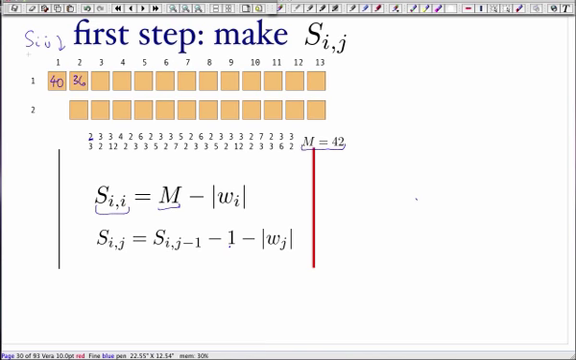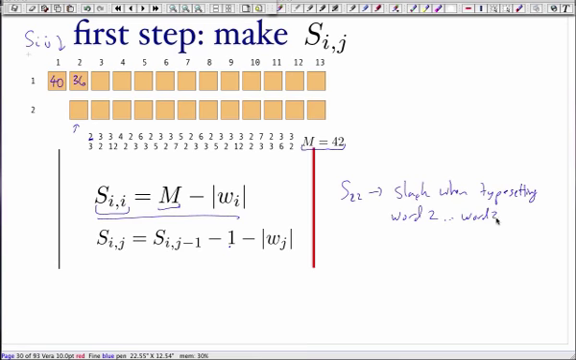Now, I think most of you got the first row right here. A few people asked, how do we start the second row? Well, this equation defines it. The second row right there, S22, reflects the slack when typesetting word 2 up to word 2 on a line. And so that slack is going to be m minus wi. So the second word has length 3, so this is going to be 42 minus 3, or 39.